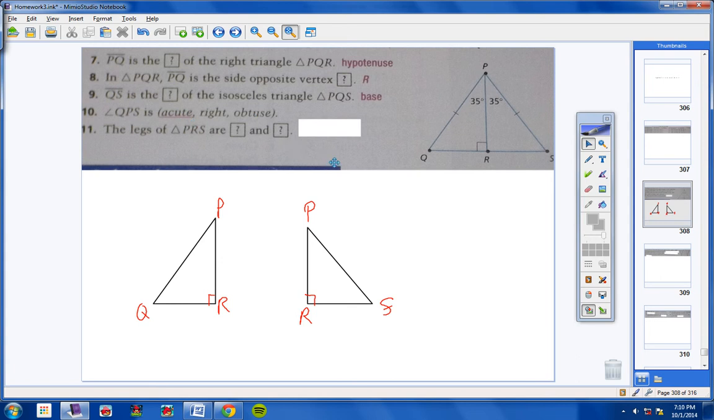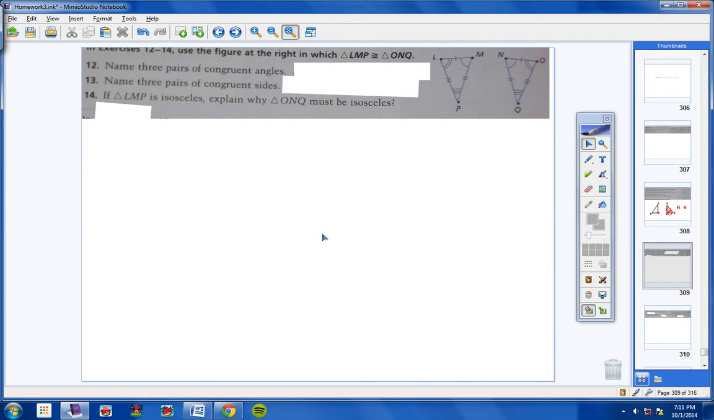The legs of triangle PRS, so here's PRS right here. The legs of this triangle are what? Well, here's the right angle, and the right angle always points to the hypotenuse, so we know this side is the hypotenuse, so the legs would be this side here and this side here. So PR and RS would be the legs. Okay? All right. Moving on to numbers 12 through 14.